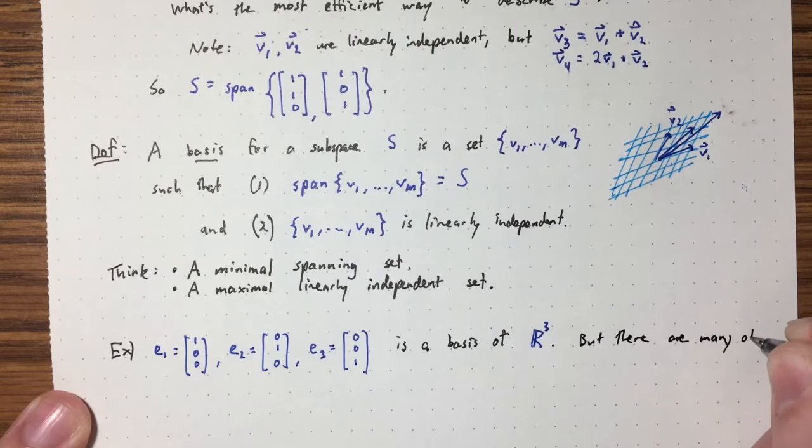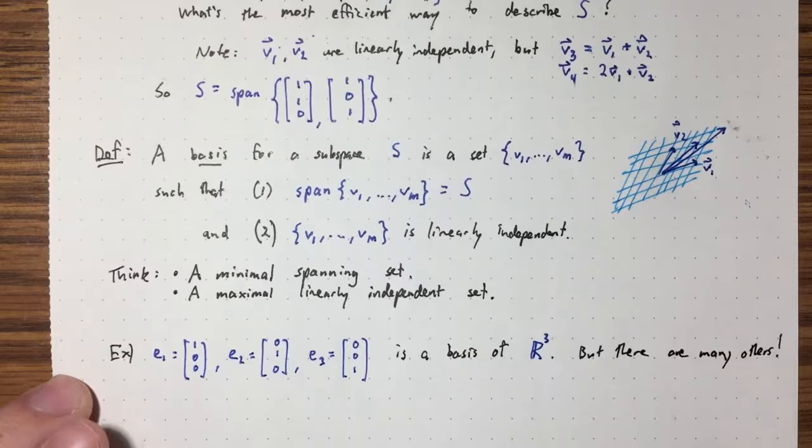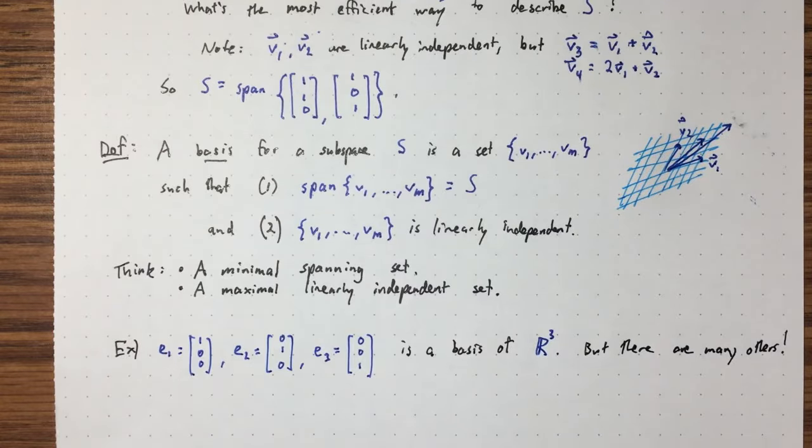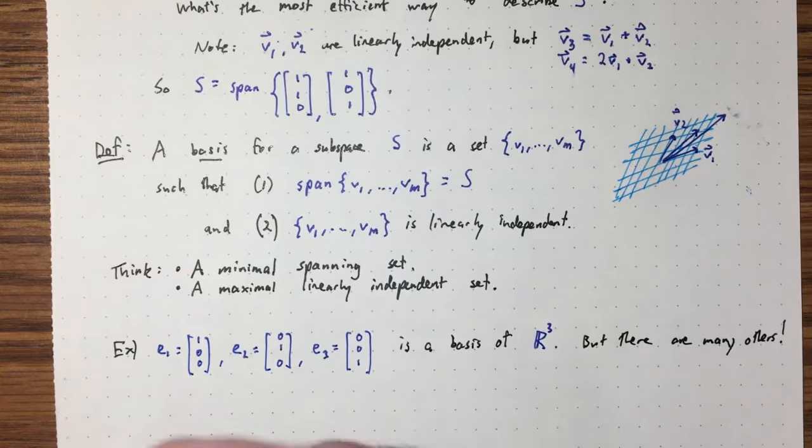What would be another basis? Well, literally pick any three vectors in R3 that are linearly independent. As long as one is not a linear combination of the others, then that's going to also span R3 and it will be a basis, right, by our unifying theorem. Okay.